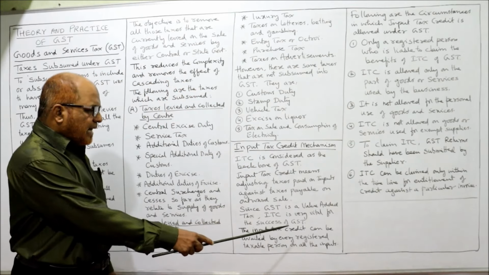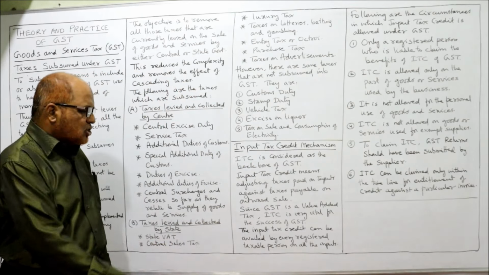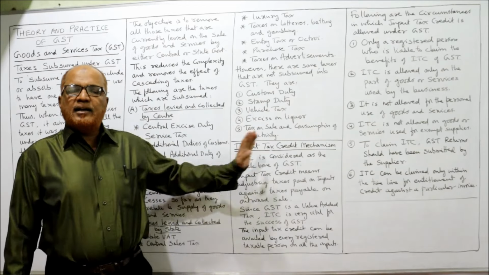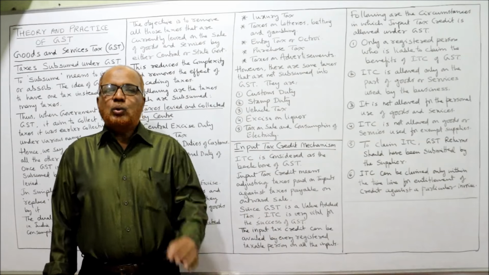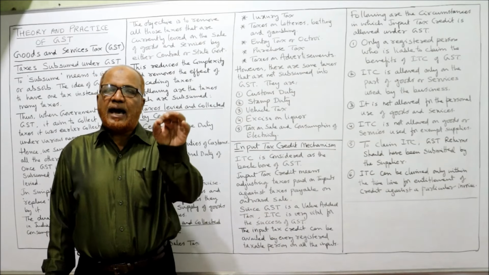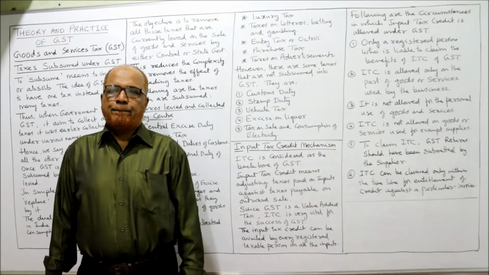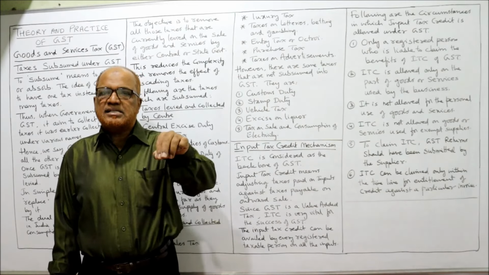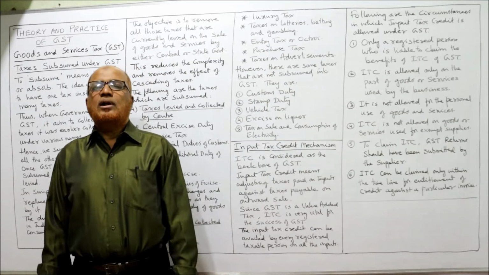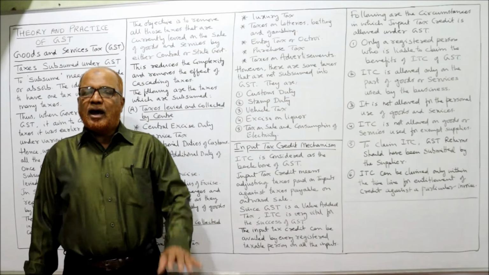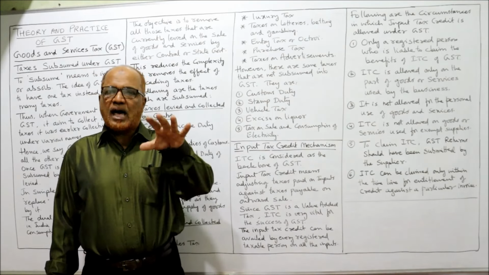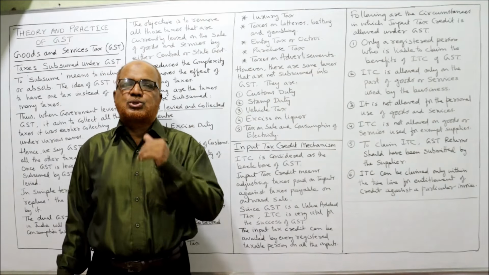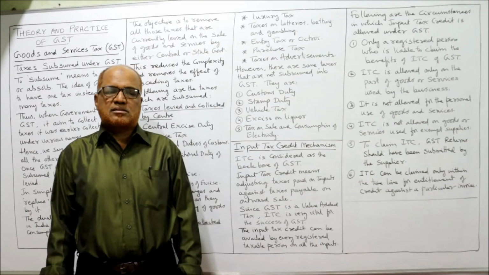Now, the input tax credit can be availed by every registered taxable person on all the inputs. So this ITC is available to every registered taxpayer of GST. Whichever person has registered their business under GST, he is called a registered taxpayer. And every registered taxpayer is eligible to get this ITC on the inputs used in the business.